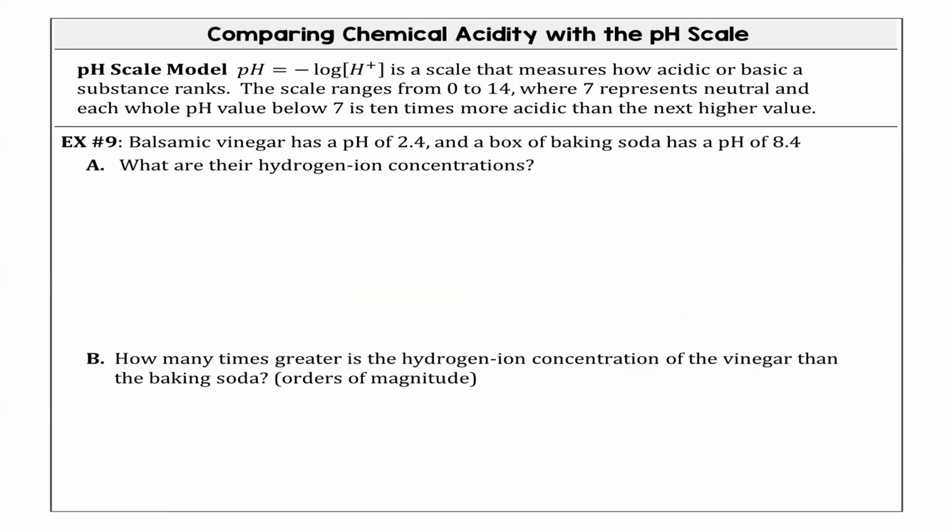Okay, so our next problem, our last problem in our notes, is comparing chemical acidity with the pH scale. So pH scale models, and again, if there is a formula that is needed that is not a common formula, it's going to be given to you. Got it? So pH equals negative log of H plus is a scale that measures how acidic or basic a substance ranks. The scale ranges from 0 to 14, where 7 represents neutral, and each whole pH value below 7 is 10 times more acidic than the next higher value.